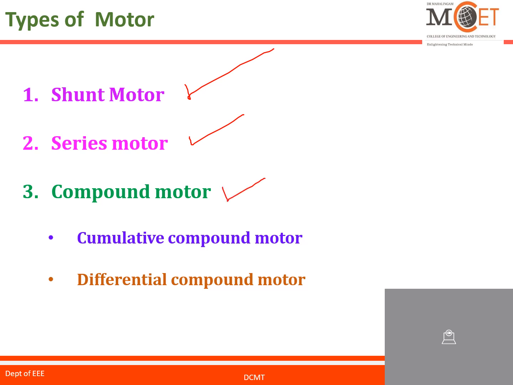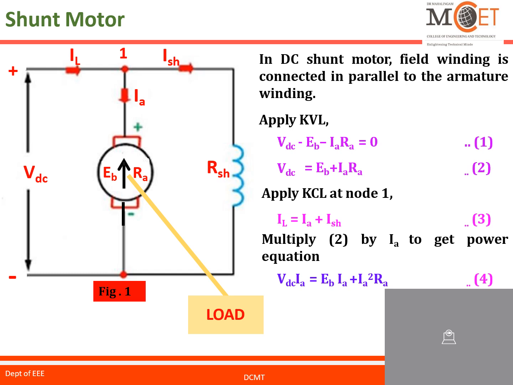The compound motor is again classified into two types, the cumulative compound motor and the differential compound motor. These two classifications mainly depend on how the field winding is connected with the armature. The field winding determines the magnetic flux, and the magnetic flux decides the speed and torque of the DC motor. Based on that, it is classified into cumulative compound and differential compound motor.